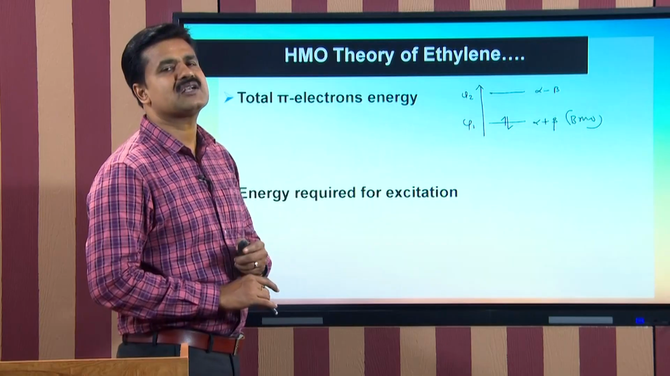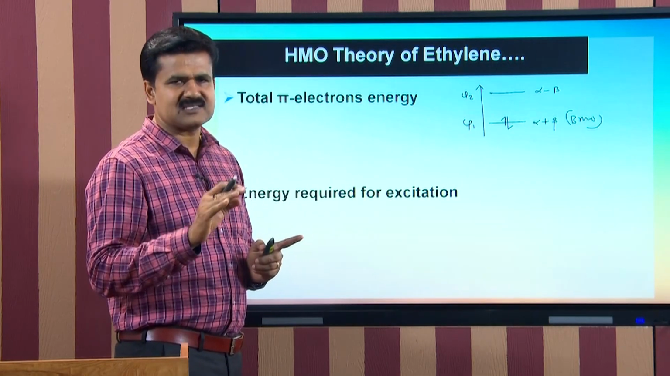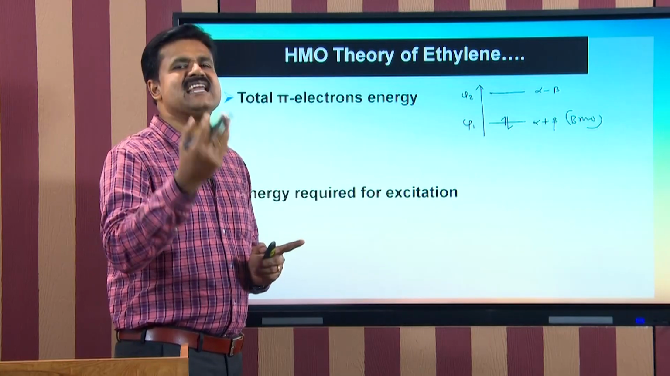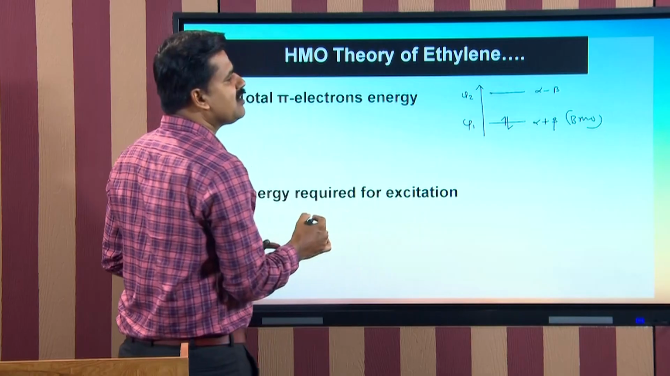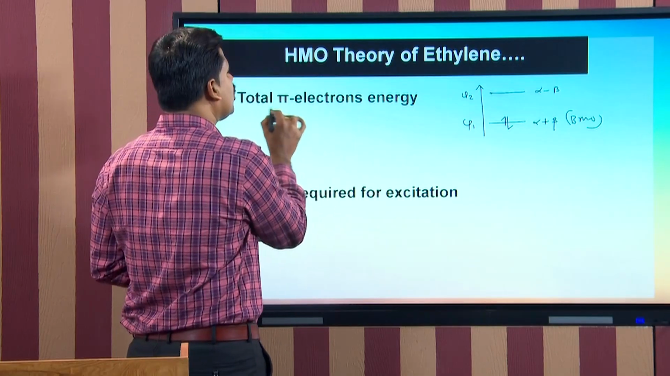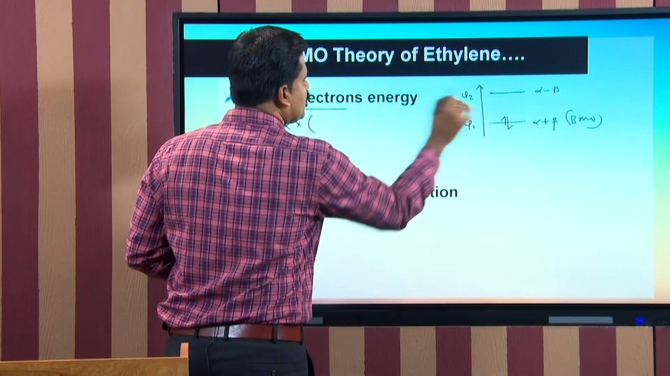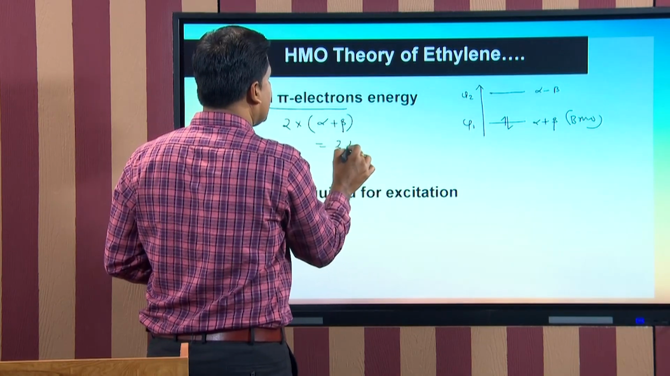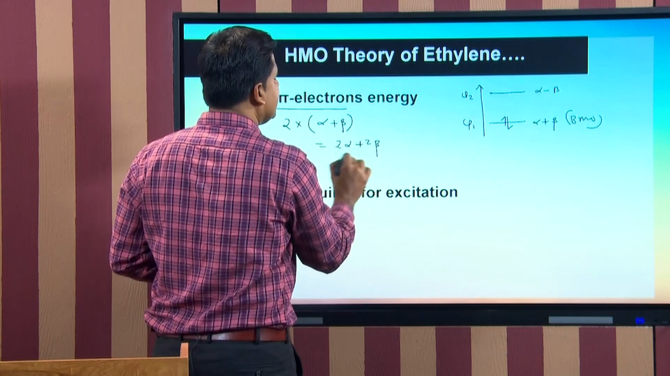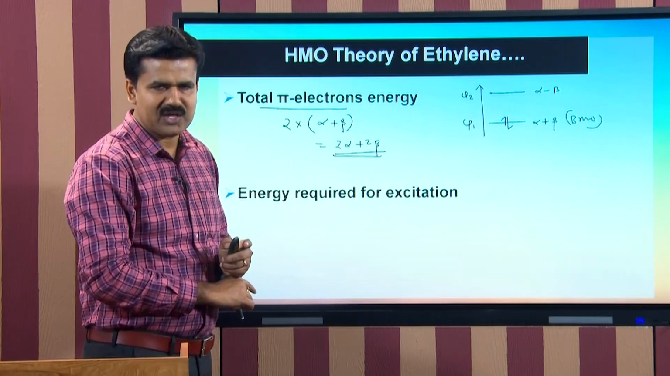What is meant by total pi electron energy? We have to multiply the number of pi electrons with its energy state. So, the two pi electrons are present in the energy level alpha plus beta. Therefore, the total pi electron energy is equal to 2 into the energy of that level, that is alpha plus beta, that is 2 alpha plus 2 beta is the total pi electron energy of this ethylene molecule.